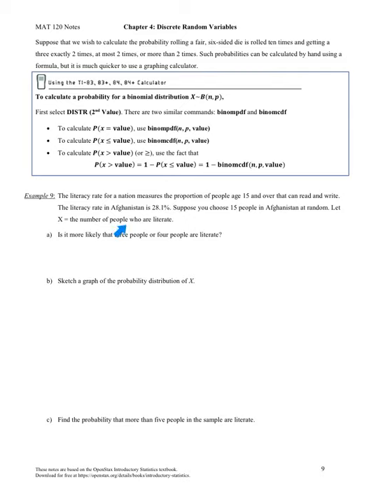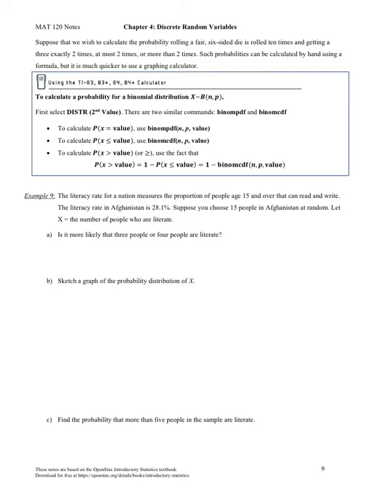Take a look at example 9, where they're talking about the proportion of people age 15 and over that can read and write. In Afghanistan, the literacy rate is 28.1%. Suppose you choose 15 people at random. Is it more likely that 3 people or 4 people are literate?